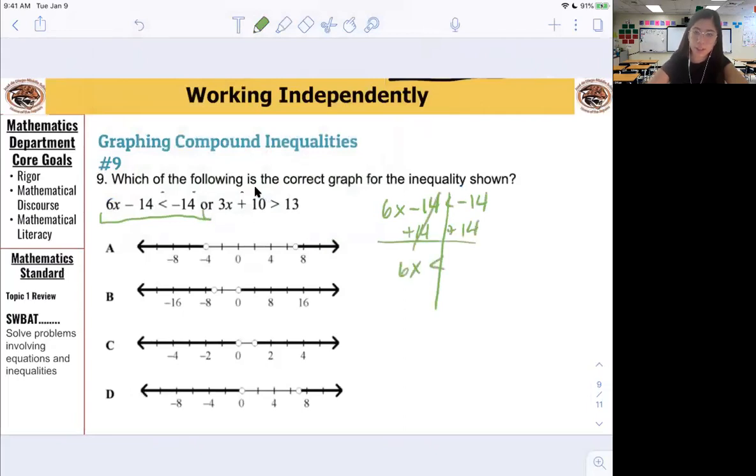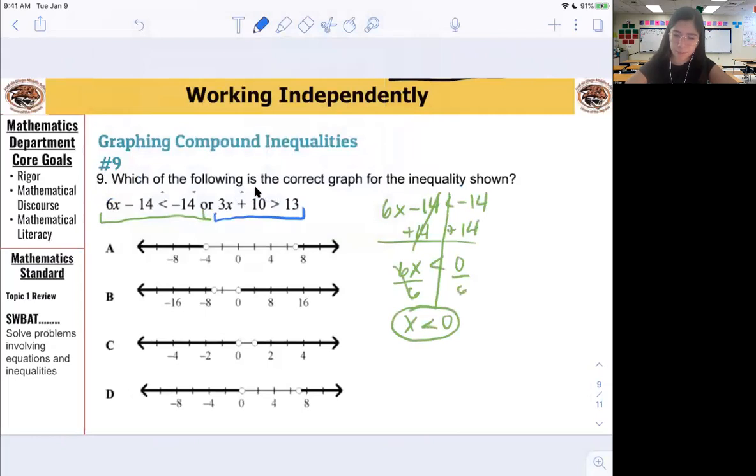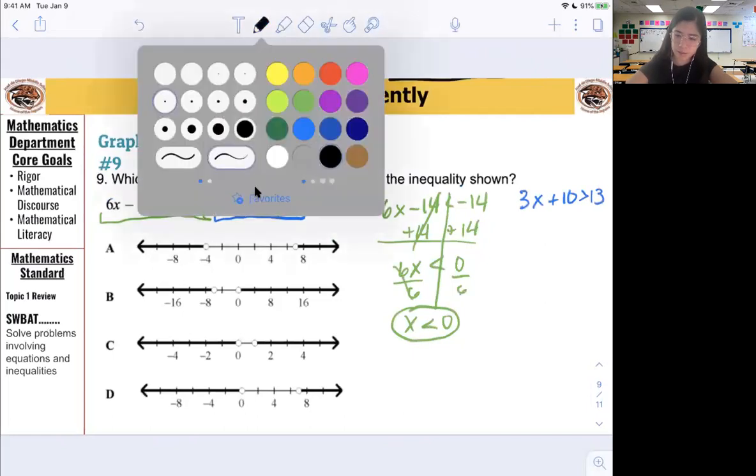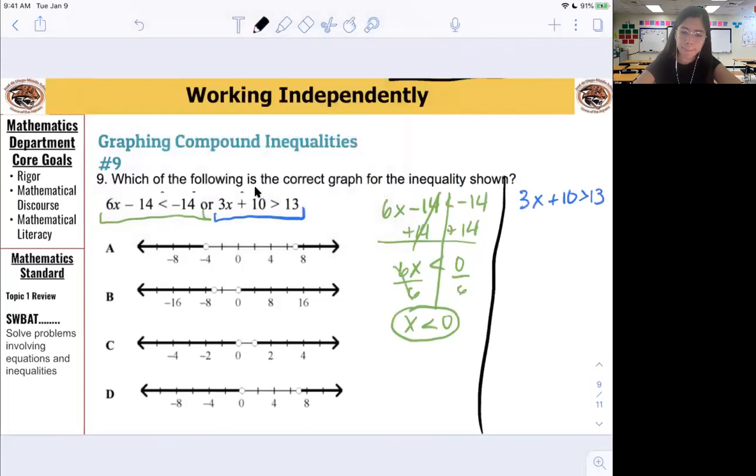Negative 14 plus 14 is 0. I divide by 6 on both sides and I get x is less than 0 divided by 6 is just 0. Now I'm going to do this inequality. 3x plus 10 is greater than 13. Let me divide this so we don't get confused. Okay. So just the blue, starting out by subtracting 10, and that leaves me with 3x is greater than 13 minus 10 is 3. Now I divide by 3, and I have x is greater than 1.